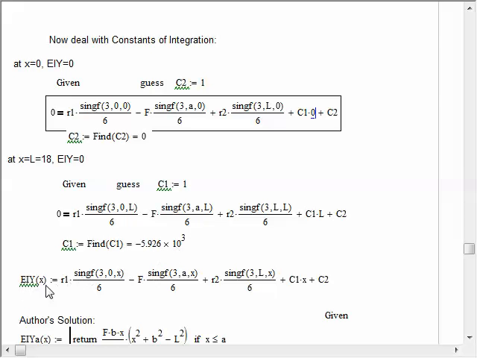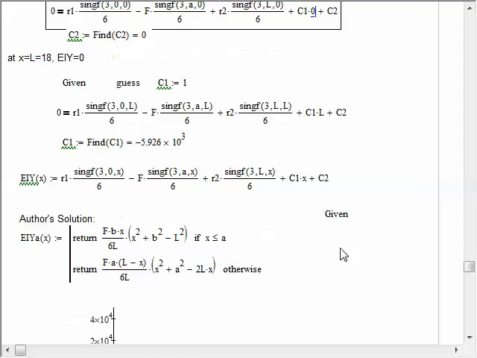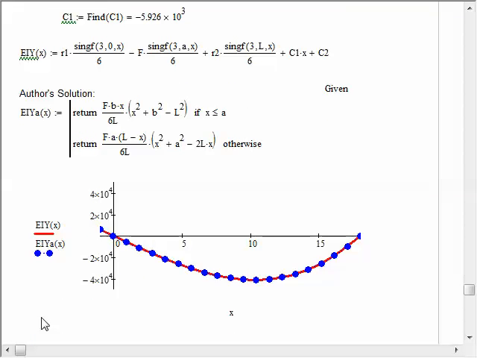When I rewrite my EIY equation with the new values of C1 and C2, and I plot my EIY equation, it looks like this, and notice my deflection to the left has gone to 0, and my deflection to the right has gone to 0. And the red curve is my solution using Mathcad Singularity Functions.